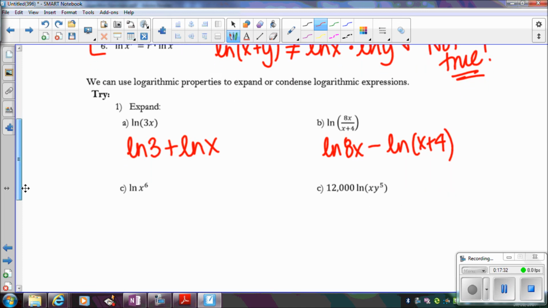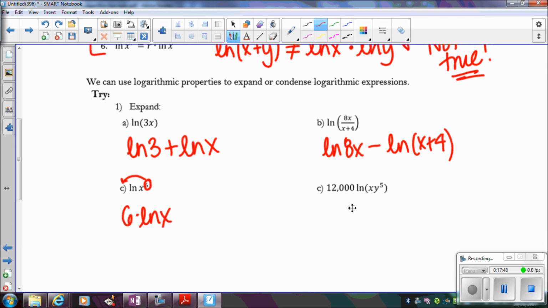If we look at the next one, we have a 6, so I'm going to use that property down below. Anytime you have an exponent, you can bring it out in front as a coefficient. So it's just going to be 6 times ln of x. So these are all equivalent just using those properties.